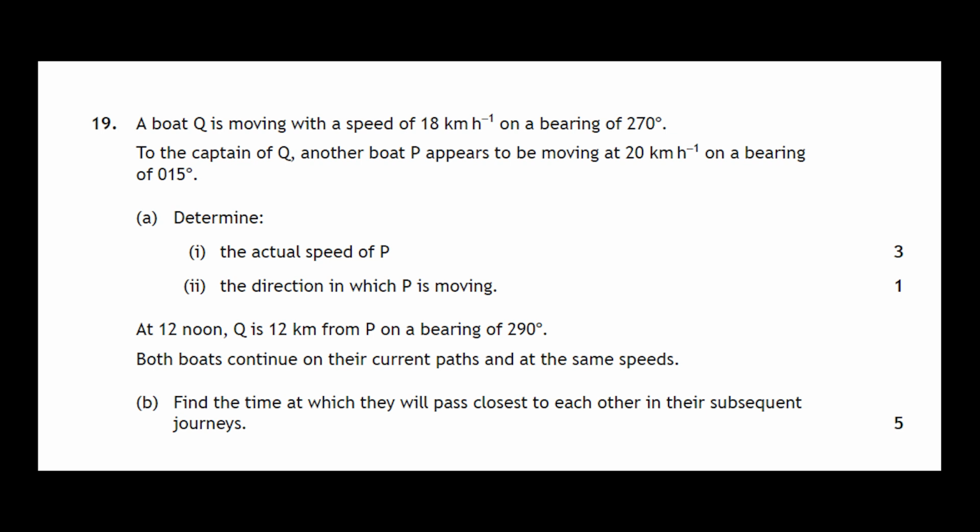At 12 noon, Q is 12 kilometers from P on a bearing of 290 degrees. Both boats continue on their current paths and at the same speeds. B. Find the time at which they will pass closest to each other in their subsequent journeys. And that's for 9 marks.